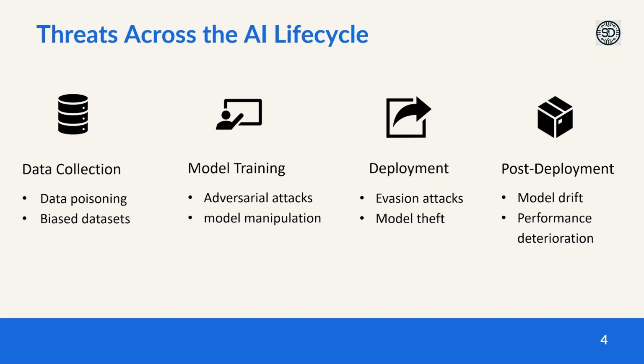Once the model is deployed, things like evasion attacks can occur. These attacks attempt to trick the model into making incorrect predictions. And finally, during post-deployment, AI systems are subject to something called model drift, where their accuracy will degrade over time, making them more susceptible to attacks they weren't originally trained to handle. Each of these stages presents unique challenges, and understanding them is the first step to securing your AI system.